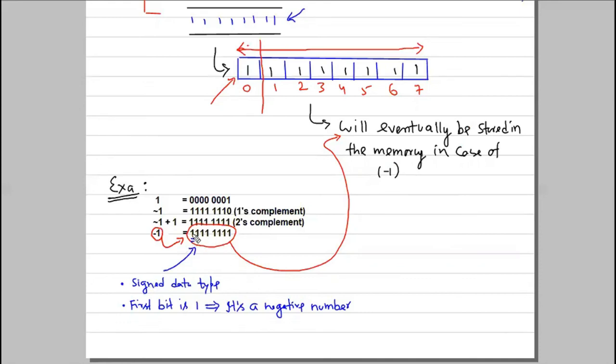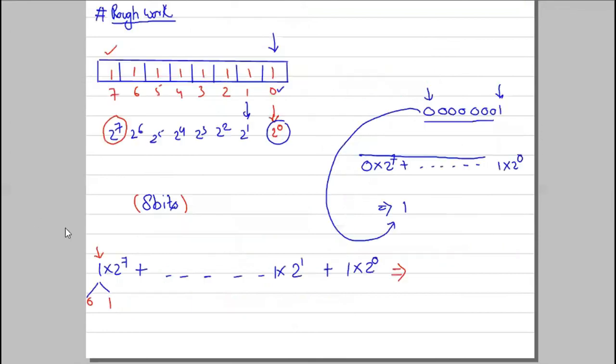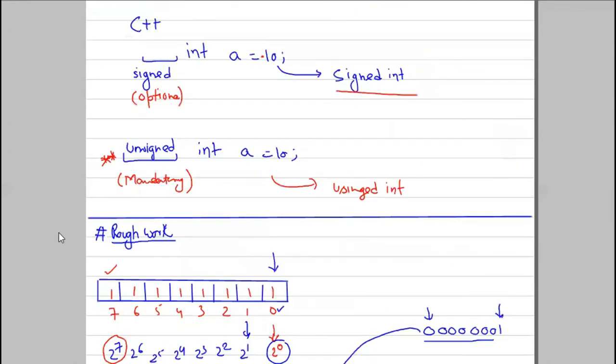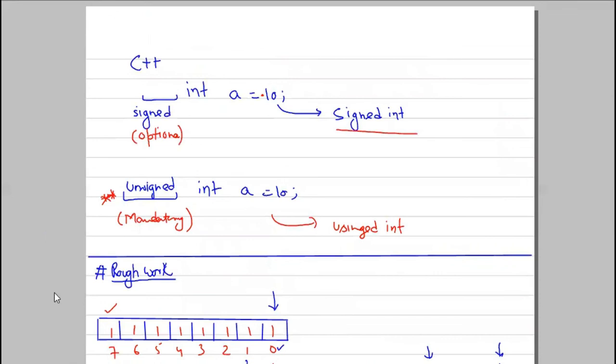So the computer will come to this bit and understand, is it a signed bit? If it is a signed bit, then it is a negative number because the first bit is 1. If it is not a signed bit, then use each and every bit to count the number. So this is the actual difference. This is just rough work.